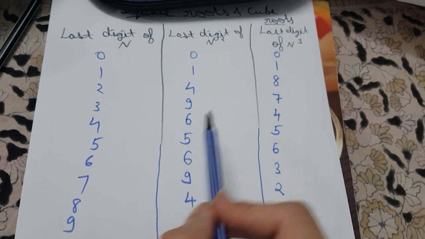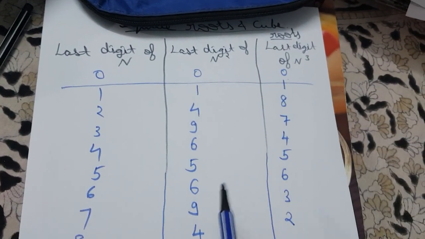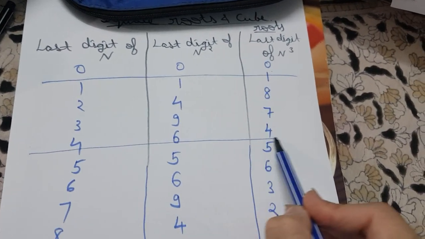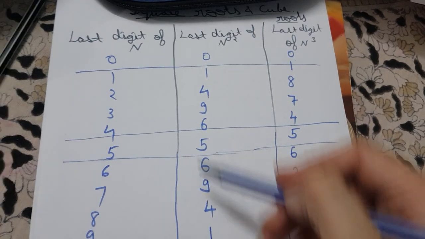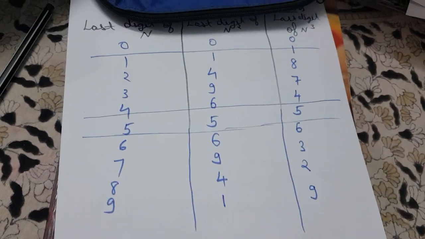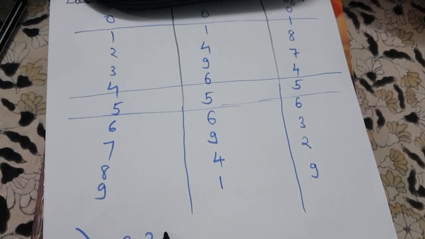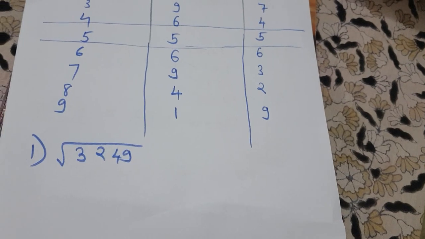But in this case, let us do one thing, this is one stage, okay? But here this is a little bit different, okay? Here actually for n square the number will be reversed. So let us solve one thing. Let us take one question, okay? 3249. You need to find the square root of this.